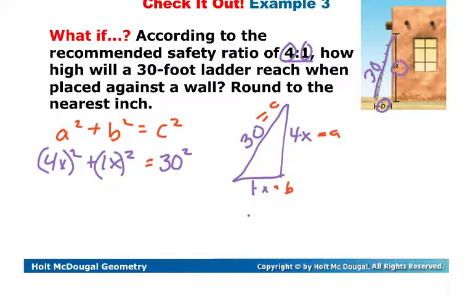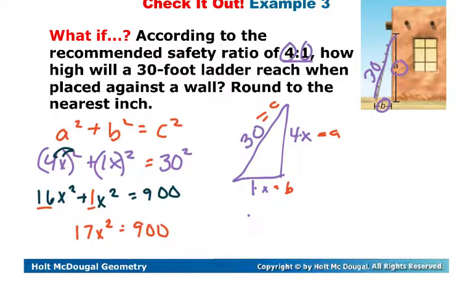If we solve this, 4x squared is actually going to be 16x squared, because that squared goes to both of those values. Technically the 1 is squared as well, so 1 squared x squared, but really 1 times 1 is just 1 again, so x squared. And then that's going to equal 30 squared, which is 900. Alright, so to simplify this, we can take our 16x squareds and 1x squared, put them together and make 17x squared.